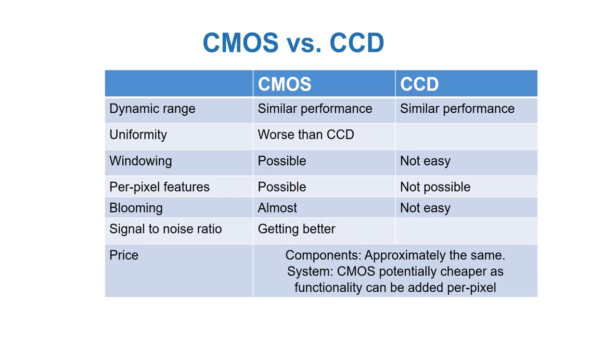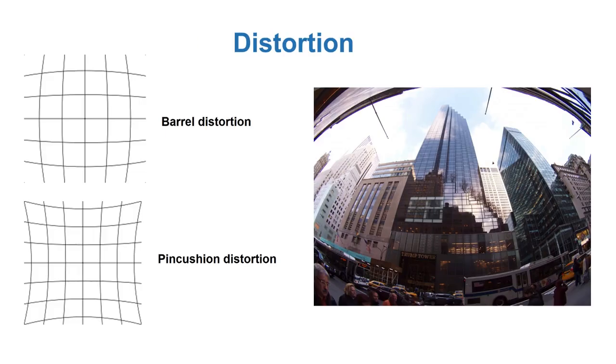Now to a few other aspects of vision systems that are on a level above the choice of CCD or CMOS as a sensor chip. Distortion is something the vision system applications typically need to deal with.